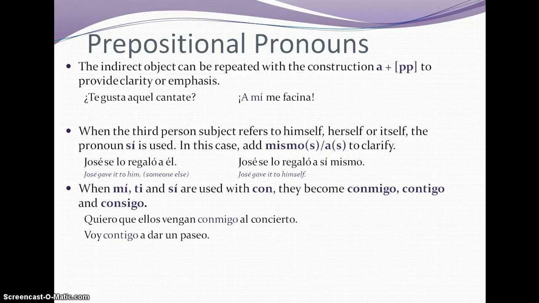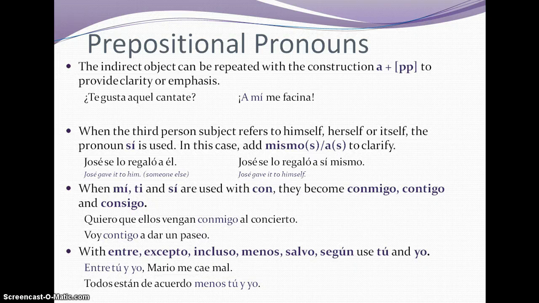We need to notice that there's a special change when we use con with mí, ti, and sí. So with, they become conmigo, contigo, and consigo. So quiero que ellos vengan conmigo al concierto. Voy contigo a dar un paseo.